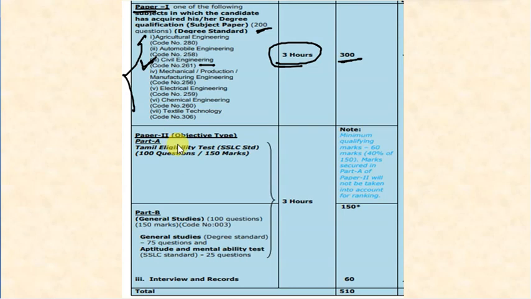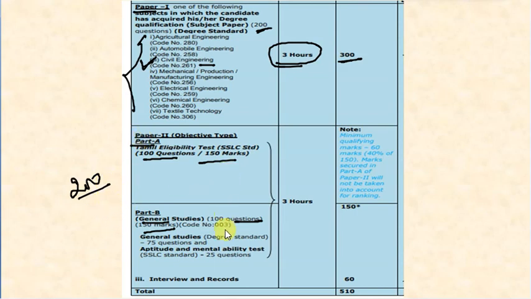And the second paper consists of two sections. Section A consists of the Tamil eligibility test. In that section, there are 100 questions for 150 marks. The second part is general studies, which also has 100 questions for 150 marks. Both sections have 100 questions each, with 150 marks for each section.